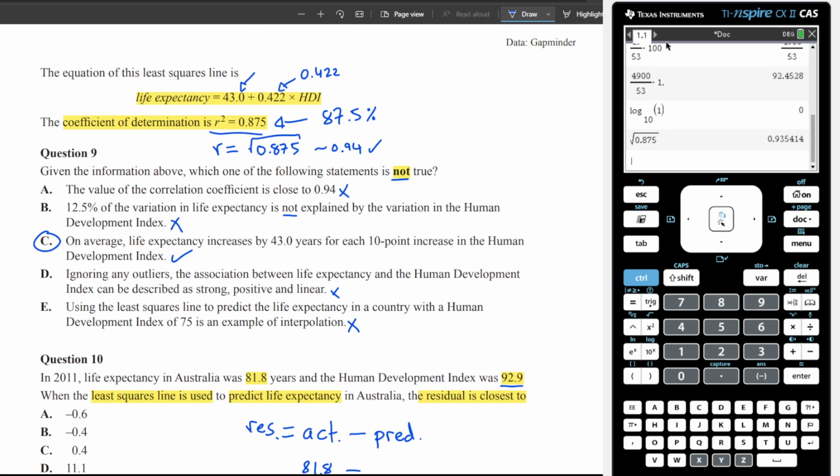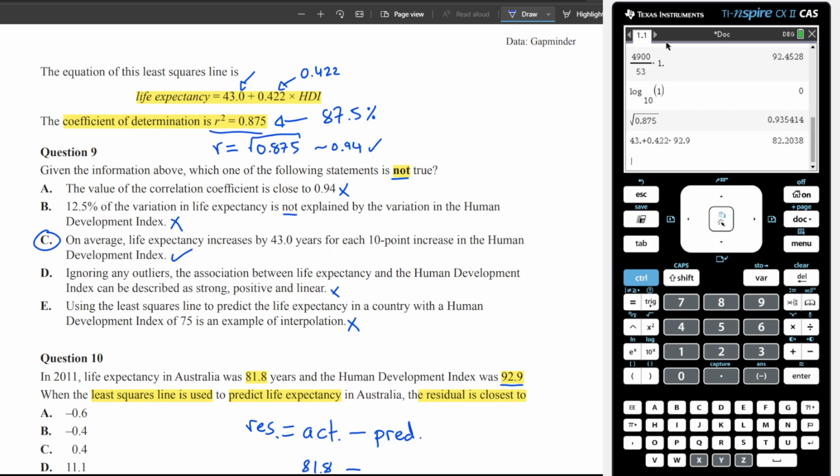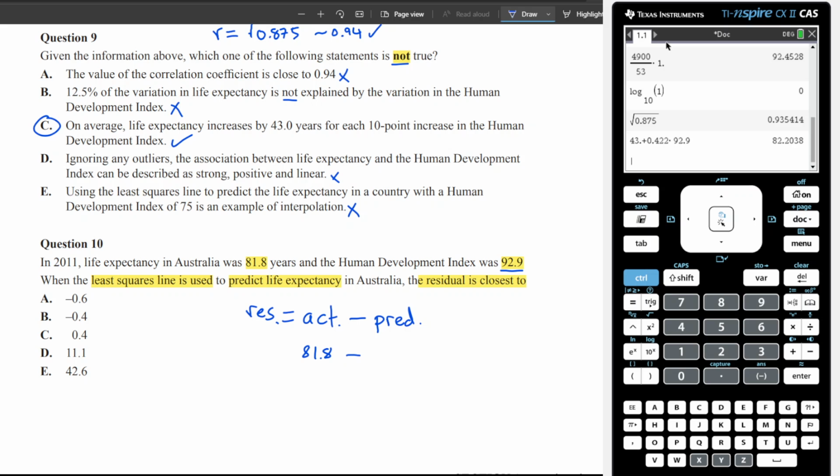So let's go back up and look. Life expectancy is equal to 43.0 plus 0.422 times the HDI, which in this case was 92.9. That gives us 82.2038 as the predicted.